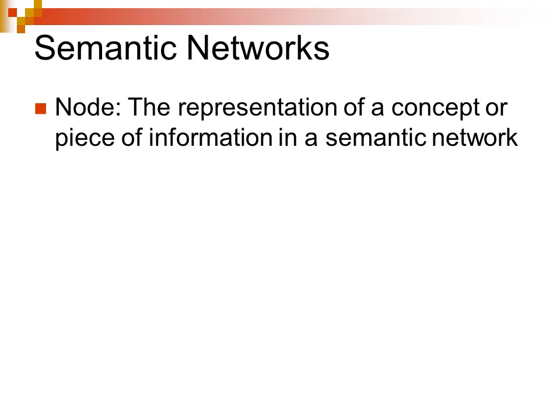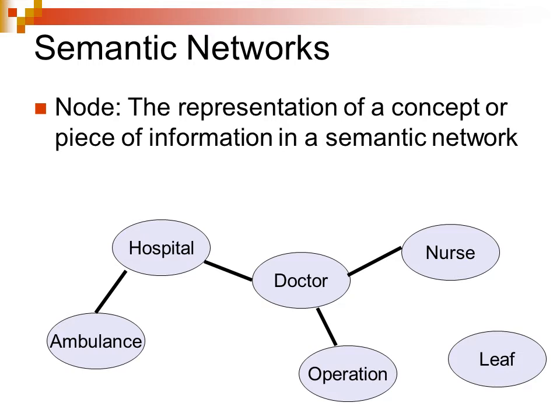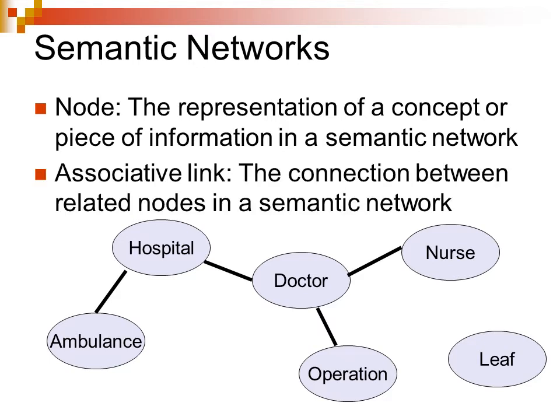To give you another example, here's what your semantic network surrounding the node doctor might look like. It's near nodes like nurse, operation, and hospital, nodes that are associated with the concept of doctor. As we mentioned, associated nodes are connected to each other by associative links, which are the connections between related nodes in a semantic network. So doctor is connected to nurse, operation, and hospital, which is then connected to ambulance by an associative link. Note that none of these nodes are connected to leaf, as we don't associate doctors or nurses or ambulances with leaves.